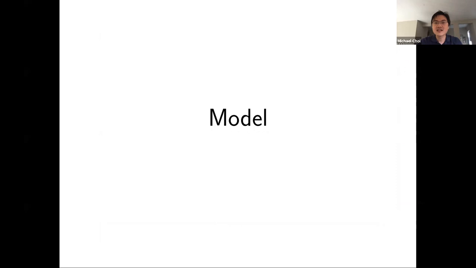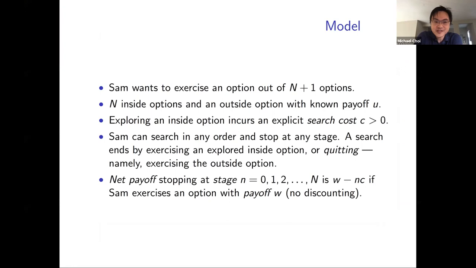Okay, with Longl's grand introduction, now I try to deliver the model and justify the results. The model is actually quite simple. There is one agent in the model, Sam. He wants to exercise one option out of n plus one options. n of these options are the inside options, so these are the Pandora boxes. And there's one outside option with no payoff, so it's like a fixed payoff.